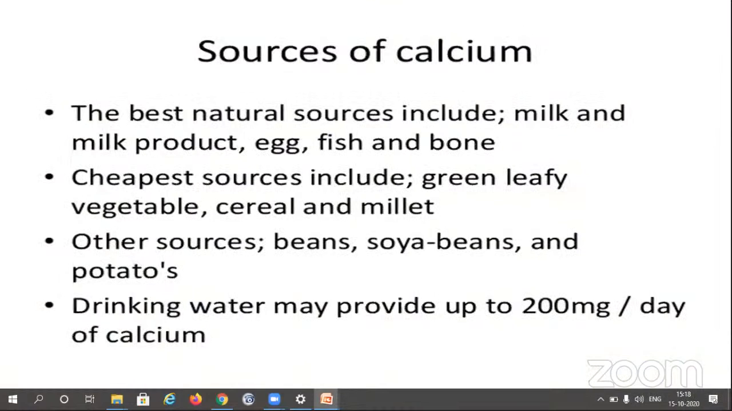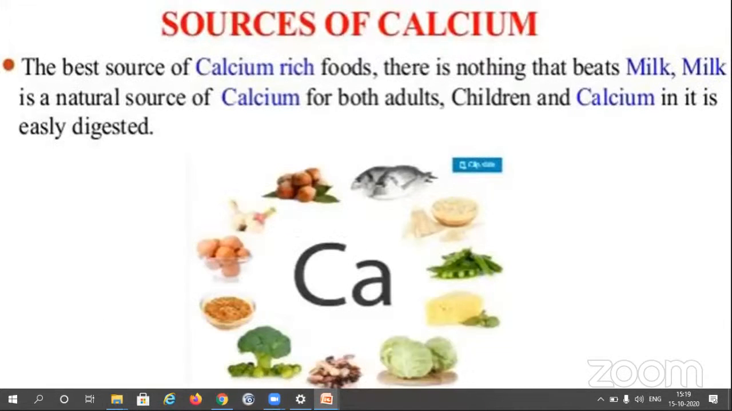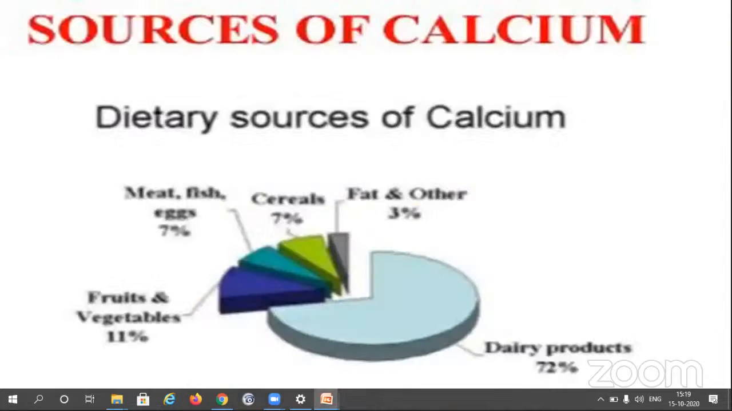Sources of calcium. The best source of calcium is from milk, eggs. Cheapest sources include green leafy vegetables, cereals, and millets. Other sources that should be mentioned are beans, soya beans, and potatoes. Drinking water may provide up to 200 milligram per day of calcium. The best sources, as I said, are fish, egg, milk, and green leafy vegetables.